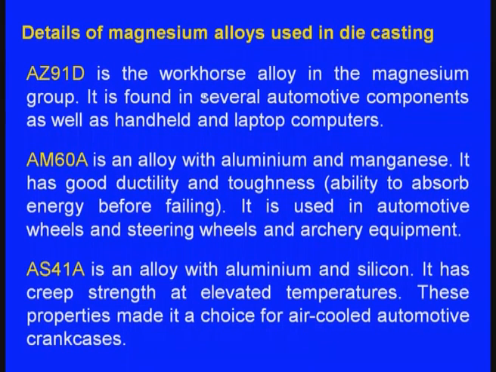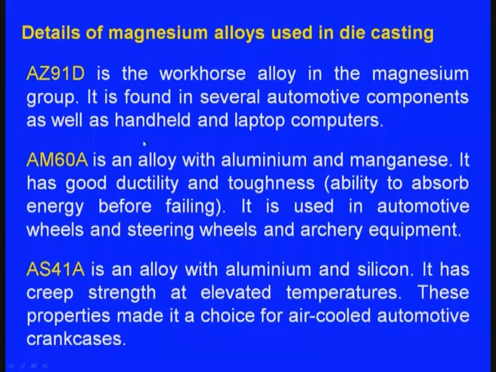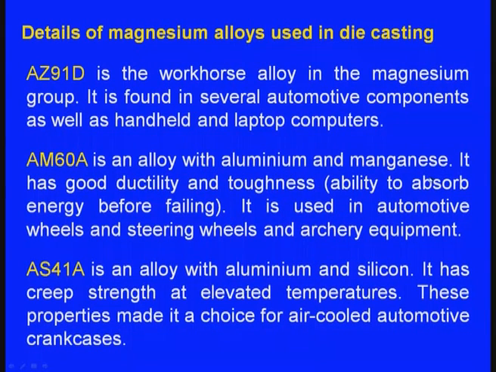Next one, details of magnesium alloys used in die casting. AZ91D is the most useful alloy among the magnesium group. It is found in several automotive components as well as handheld and laptop computers. AM60A is an alloy with aluminum and magnesium. It has good ductility and toughness, the ability to absorb energy before failing. It is used in automotive wheels and steering wheels and archery equipment. AS41A is the alloy with aluminum and silicon. It has creep strength at elevated temperatures. These properties made it a choice for air-cooled automotive crankcases.